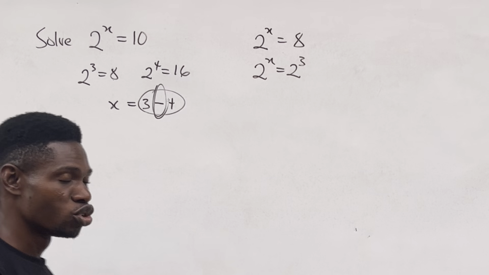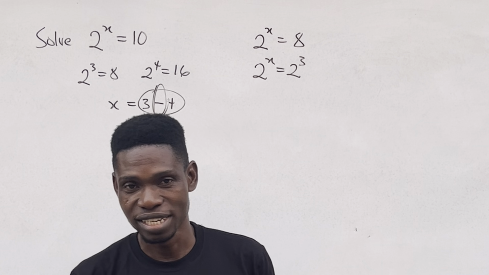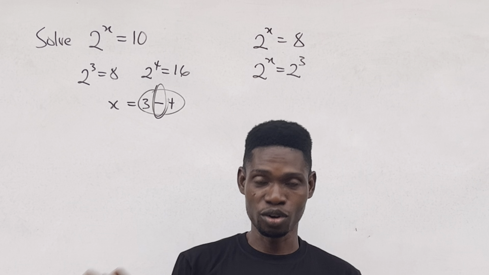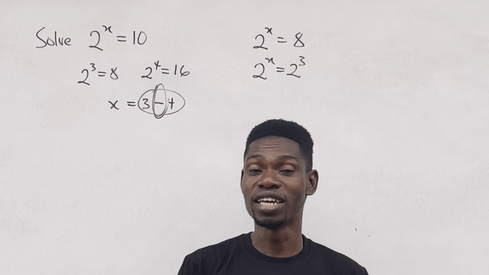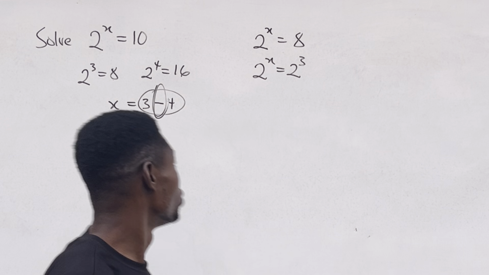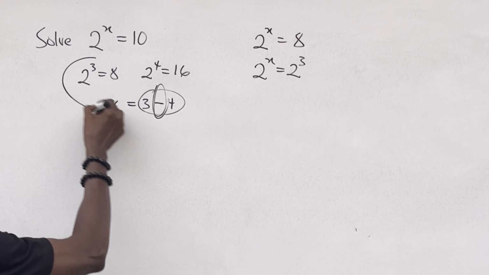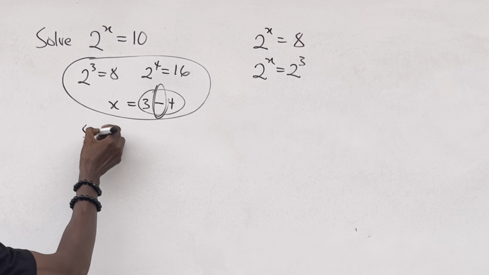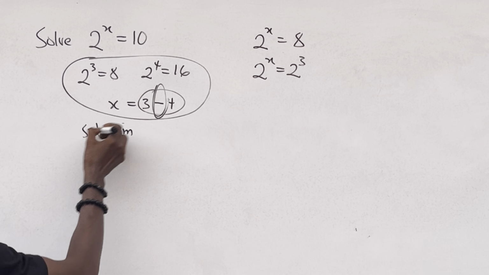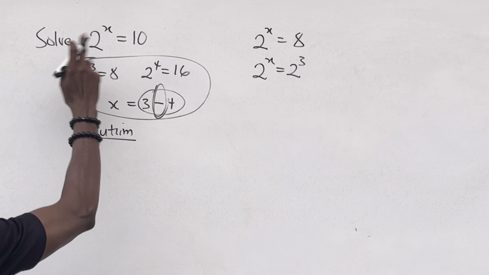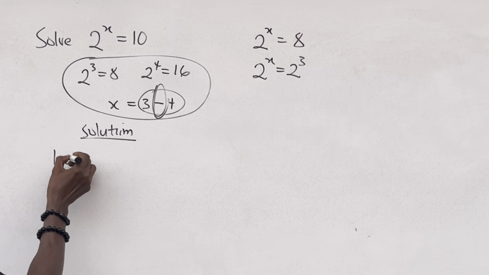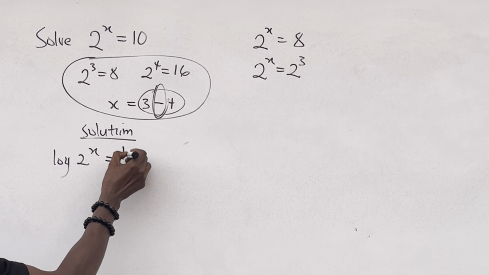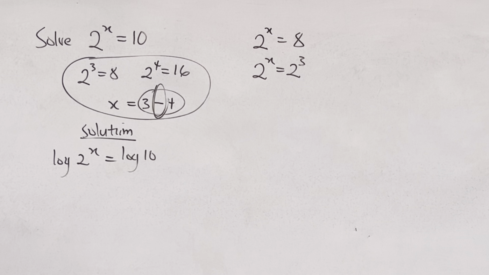But now we want to get the exact value, and we don't want to use a calculator. So what do we do in this case? We can use logarithms. So we can introduce logarithms. So, solution: we can add logarithms to both sides such that log 2 raised to the power x equals log 10.